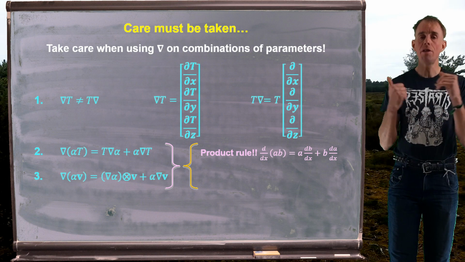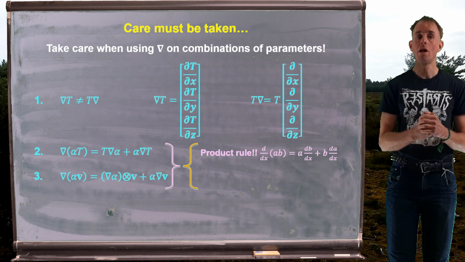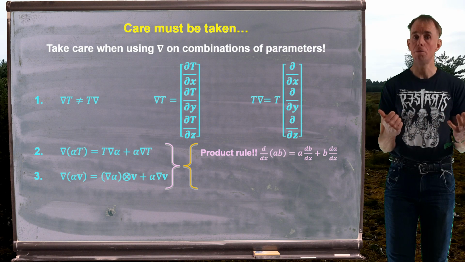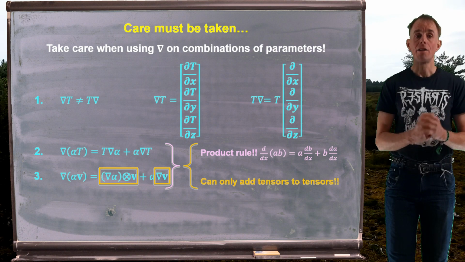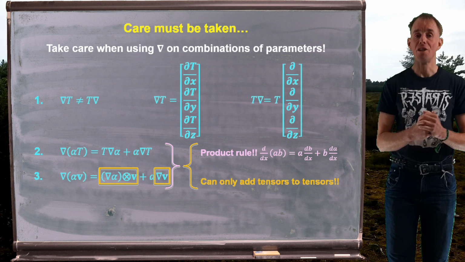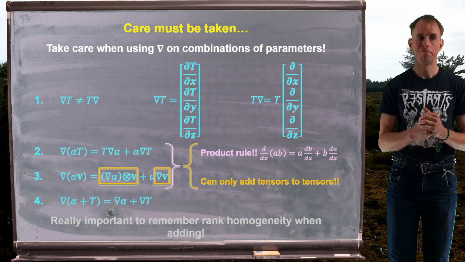So in both these operations in 2 and 3 on the blackboard, we've just simply invoked our chain rule, our product rule. And please don't forget, you can only add like to like.